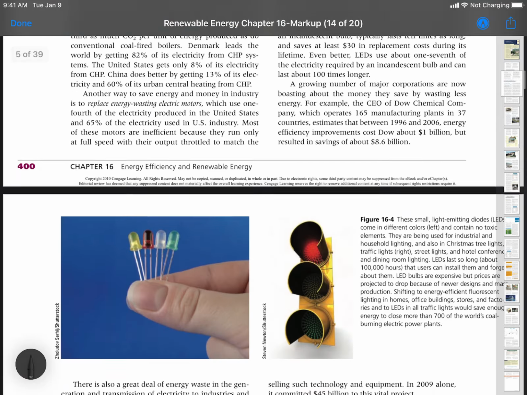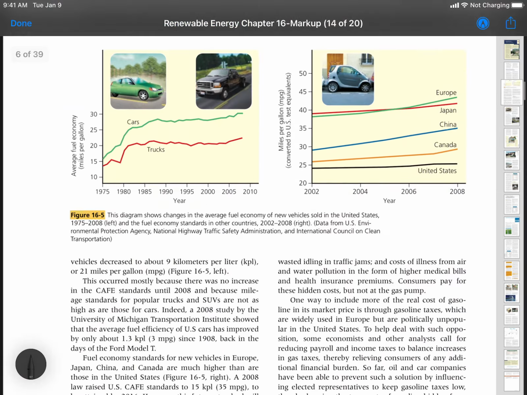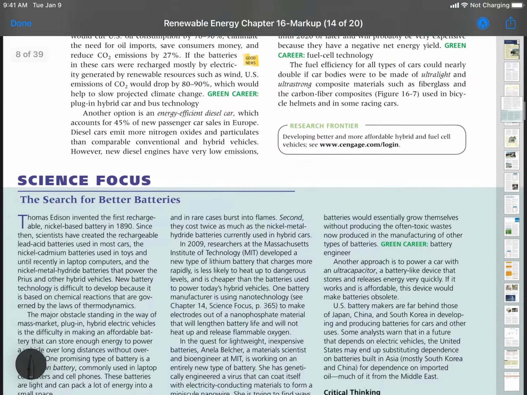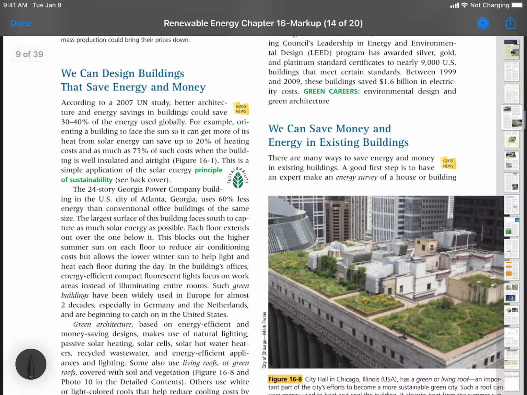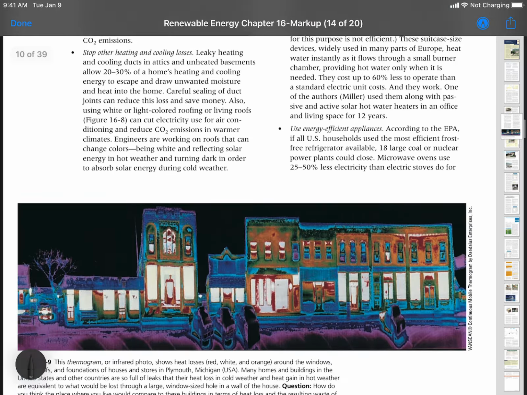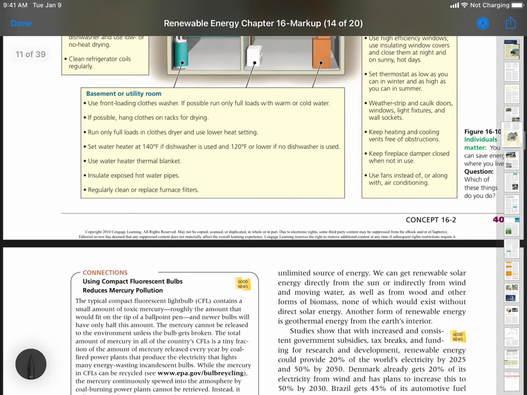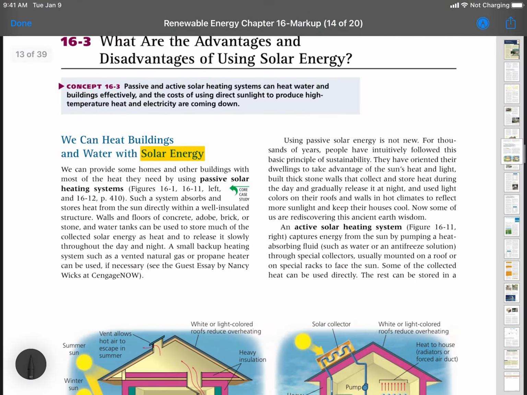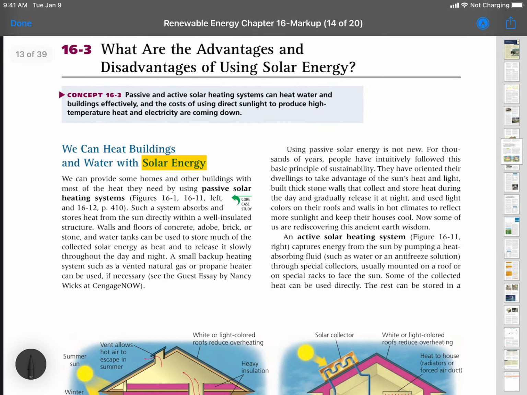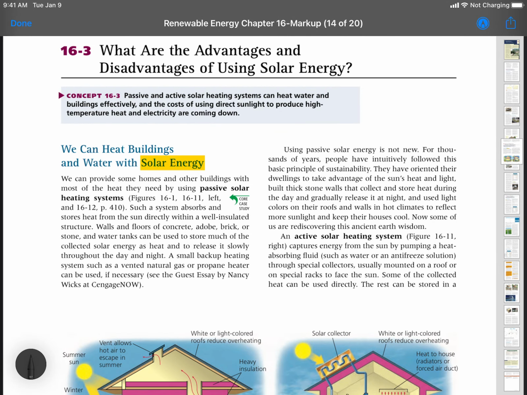He spends a lot of time now here talking about energy waste and smart grids and all of this. Feel free to read it for your own knowledge base, but there's not much in here that you're responsible for until you start getting to the different forms of renewable energy, and here you go. And he titles them as, what are the advantages and disadvantages of each of them.